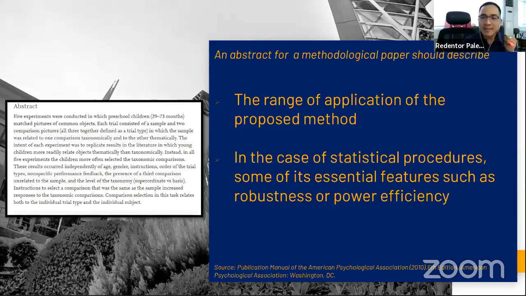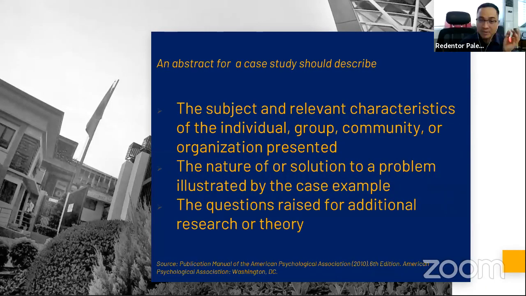This one is a case study, a form of qualitative research. So what if our paper is a qualitative study? What are the things that you need to look into? What are the features of the abstract? Okay, so we have the following features. Number one, we have the subject and relevant characteristics. The group, you have to describe the individual, the group, the community, the organization that you are presenting.